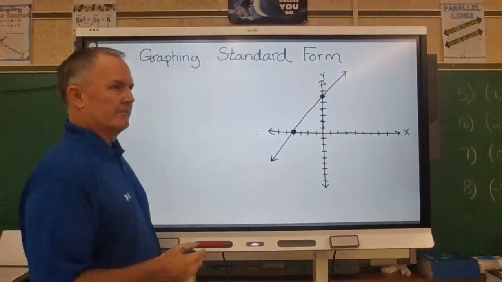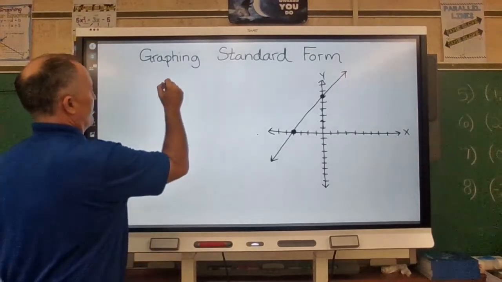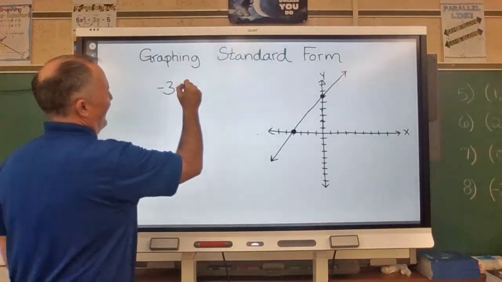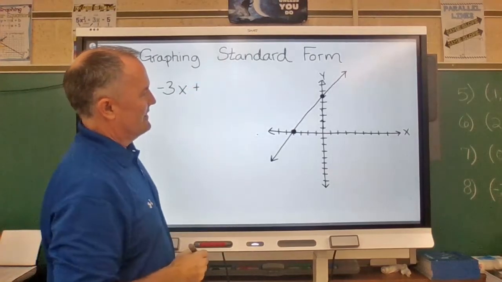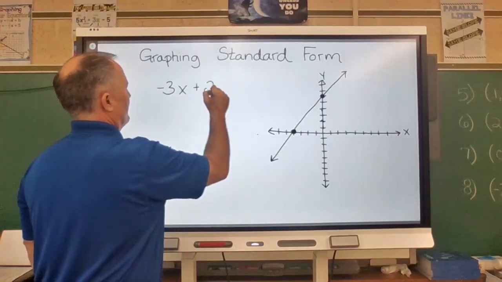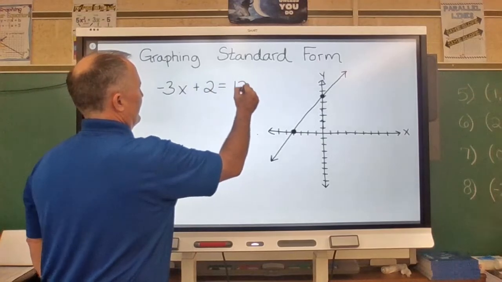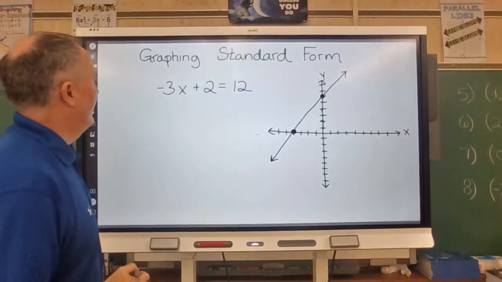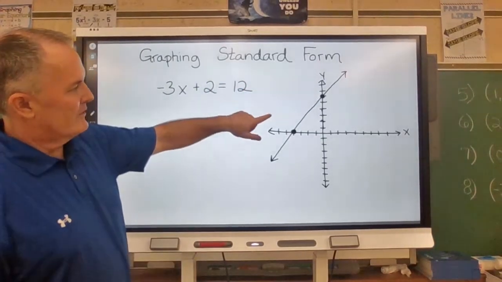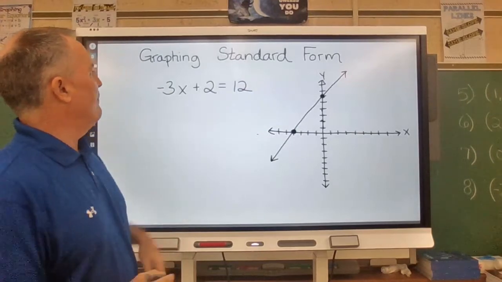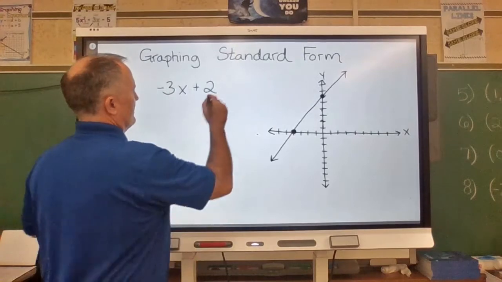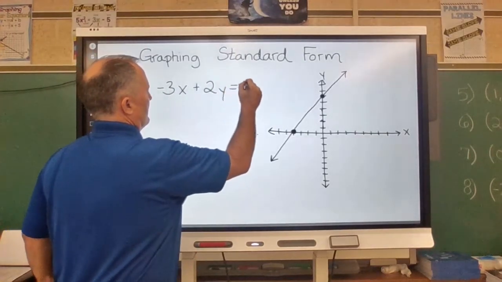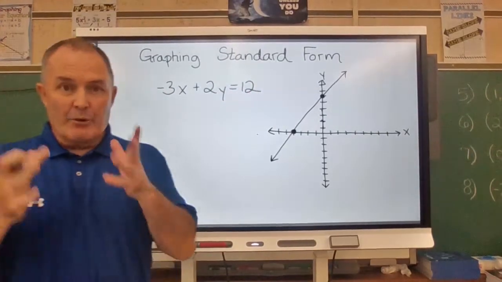So let's see if I can remember what I wrote down. Minus 3x, and it was plus 2y equals 12. I think that's what I wrote down before. All right. 1, 2, 3, 4, 5, 6. Yep. Oops. Forgot the y. All right, so that's the original equation.